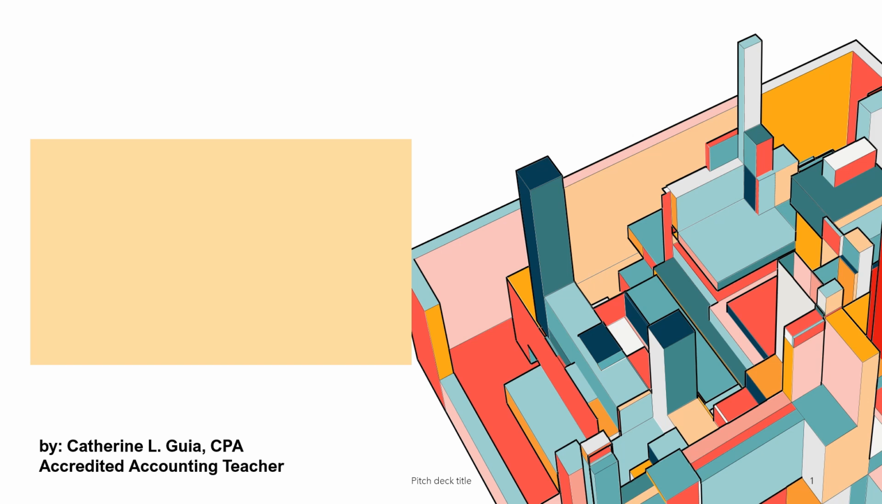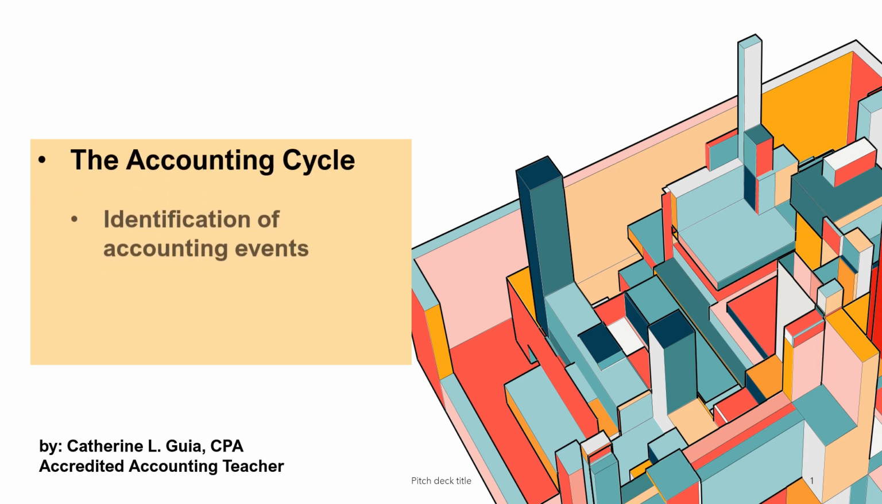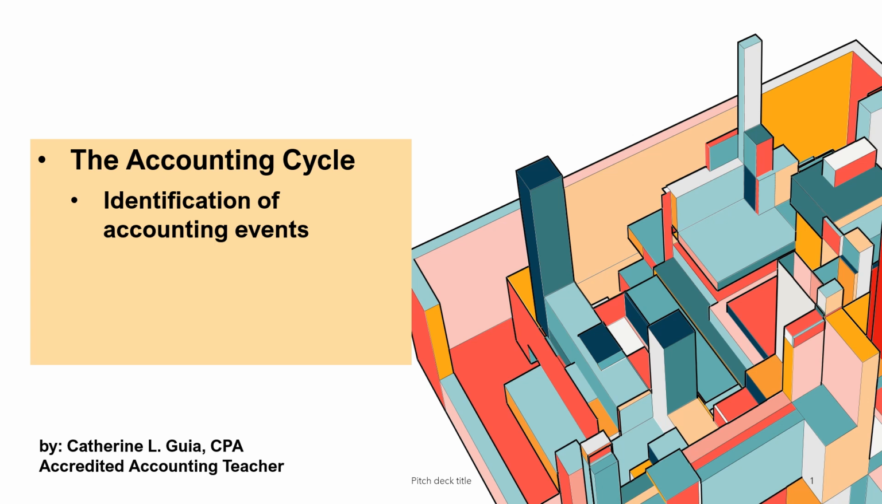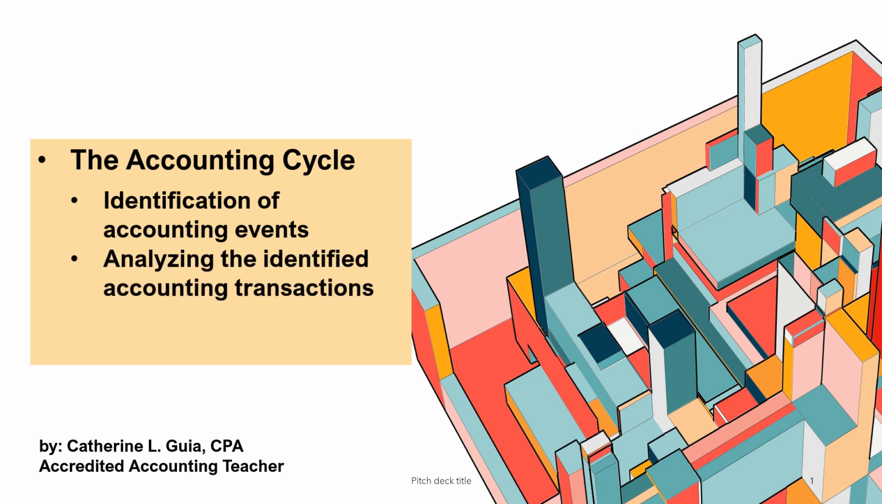Good day, everyone. For today, we will discuss the accounting cycle, particularly the first three steps. These are identification of accounting events, analyzing the identified accounting transactions, and recording transactions in the journal.